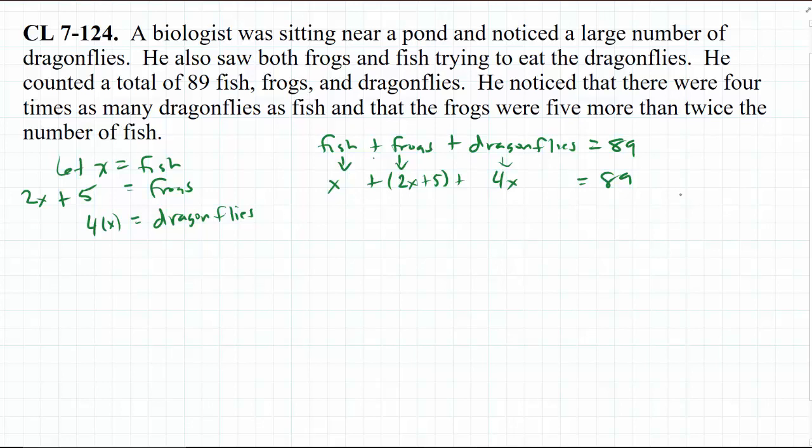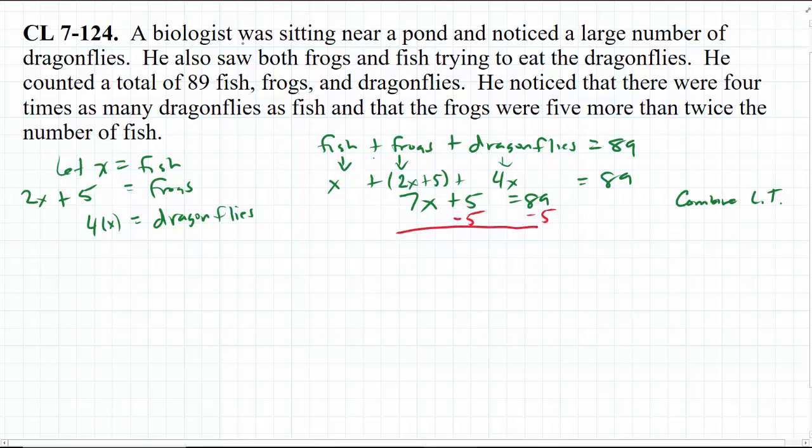And to do that, I'm going to combine the like terms. That means we have x, 2x, and 4x. That means there are 7 x's. And then we have plus 5 equals 89. Now we're going to solve by getting the constants over to one side. So I'm going to subtract 5. Subtract 5. So I end up with 7x equals 84.